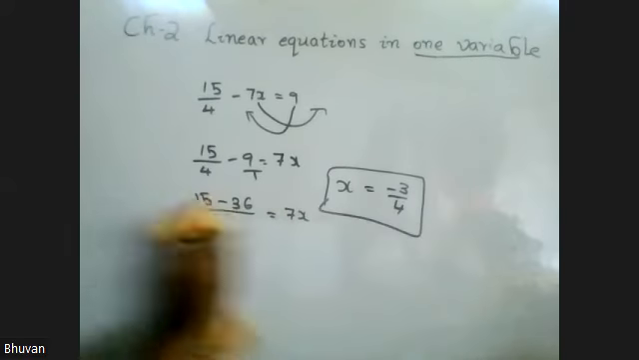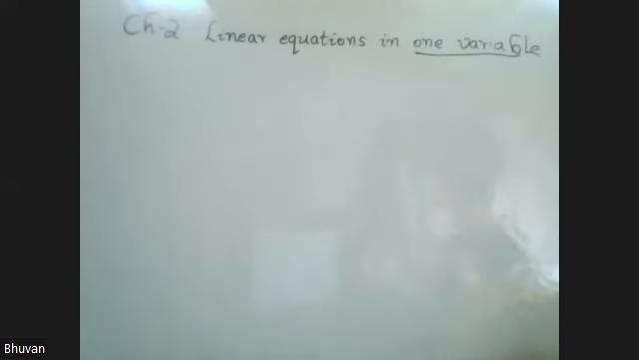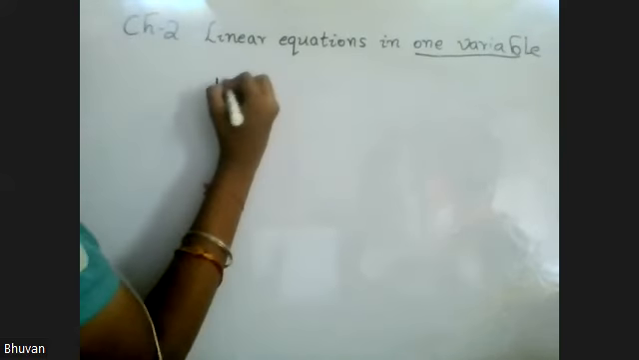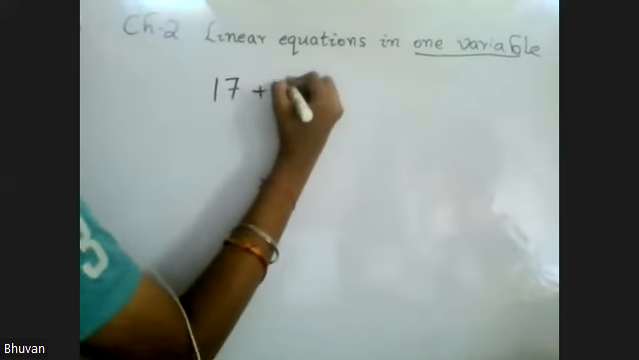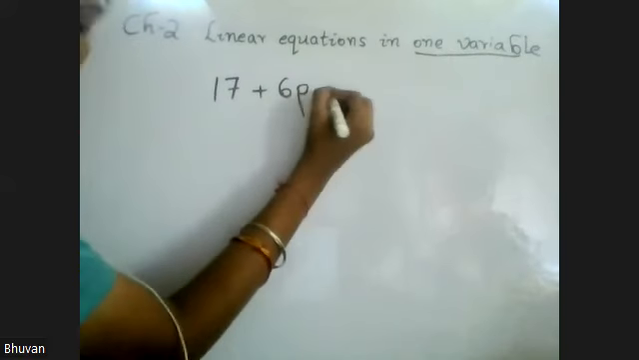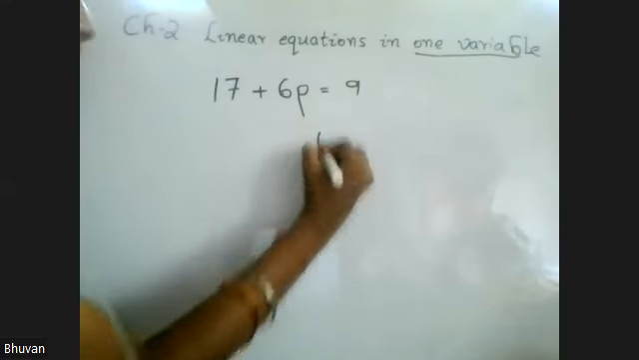So this is the concept up to exercise 2.1. Exercise 2.1 is based on solving equations which have the variable on only one side. And to give you proper clarity in the concept, let us take one more example: 17 plus 6p is equal to 9. I will teach both the methods.